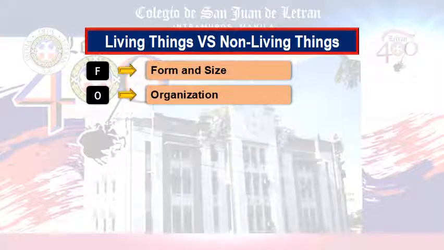Organization. Living things are made up of cells which are assembled into interrelated systems for performing the life processes. They rearrange and combine the chemical elements for their need. Non-living things, on the other hand, cannot be recombined, and their structure depends on chemical presence and mode of formation.